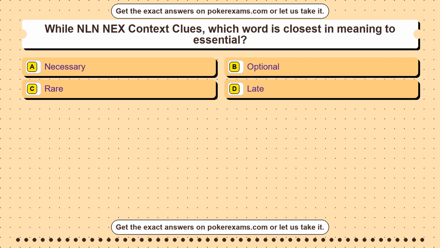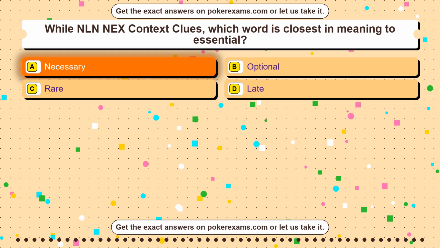Question 37. While NLN NEX Context Clues, which word is closest in meaning to essential? Option A, necessary. Option B, optional. Option C, rare. Option D, late. The correct answer is option A.